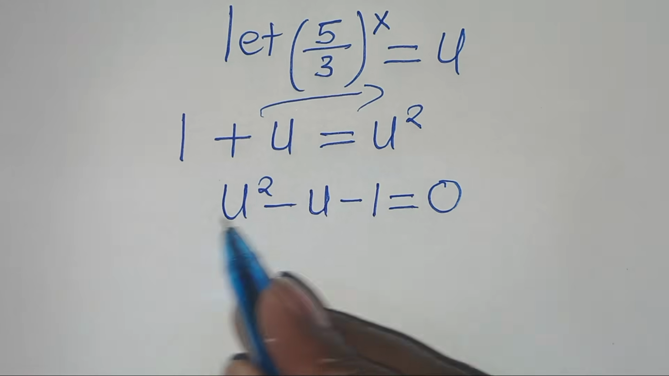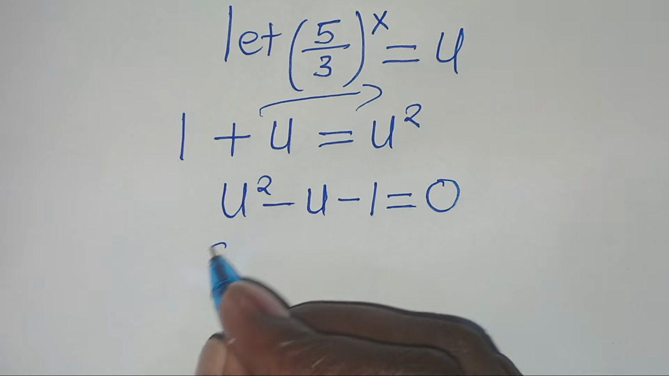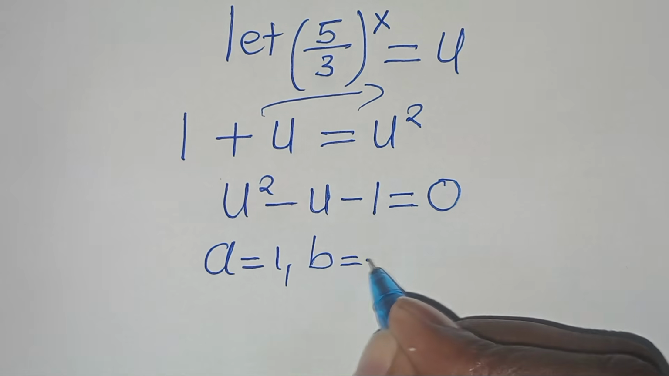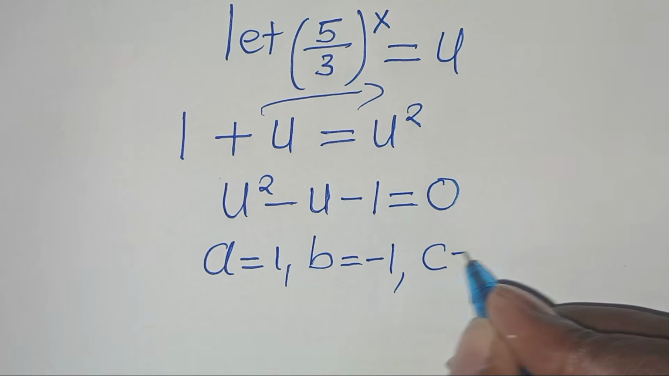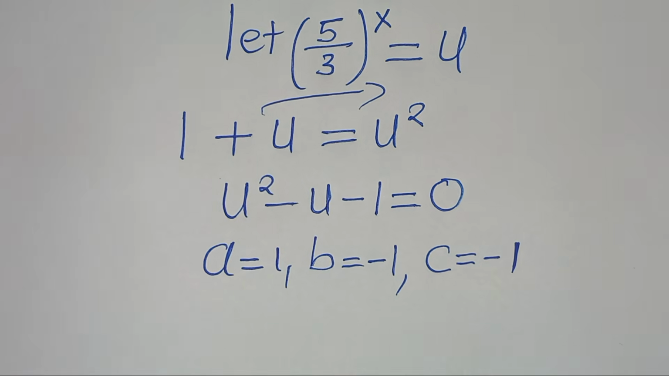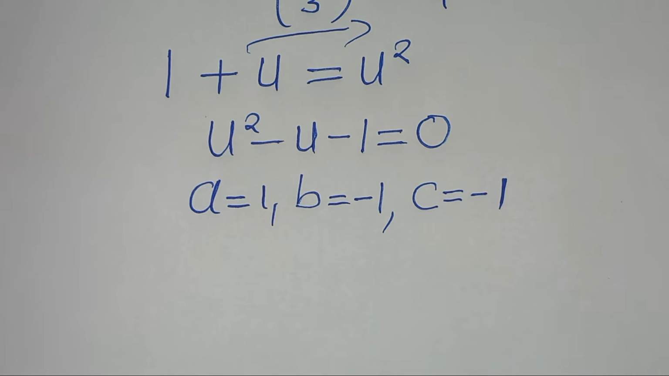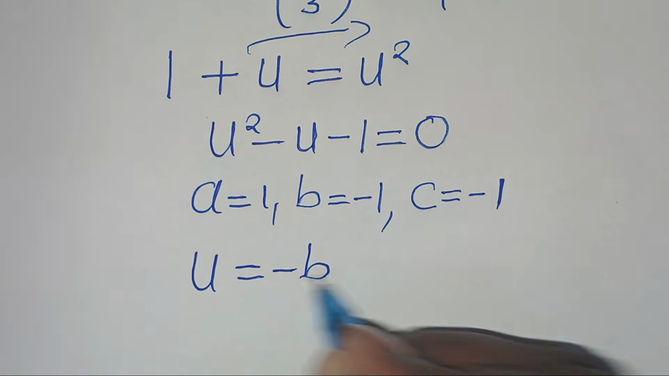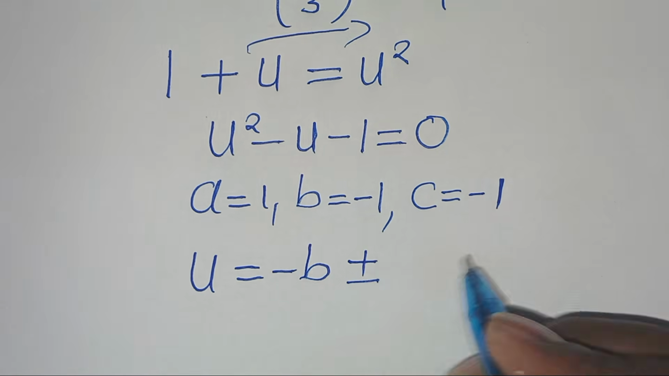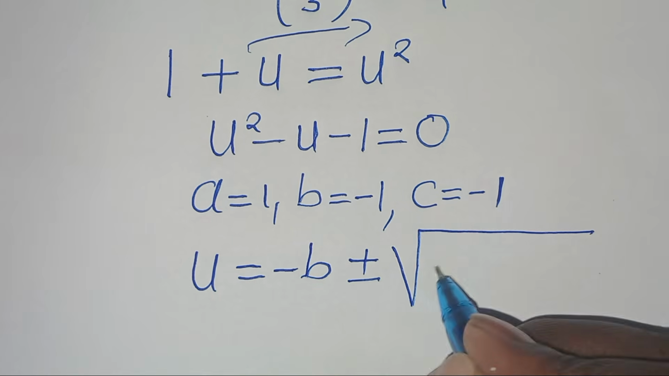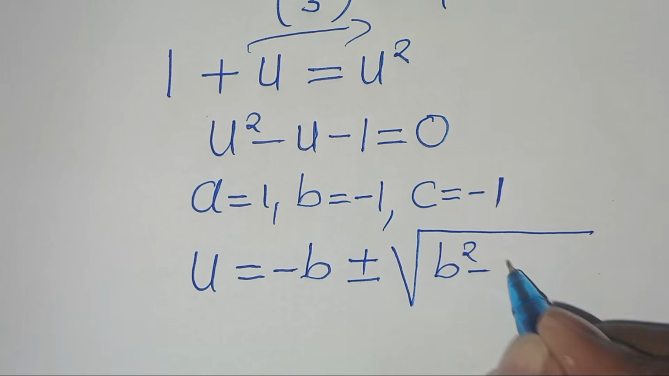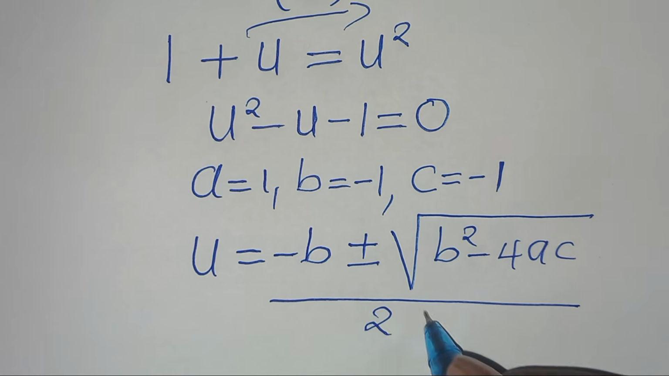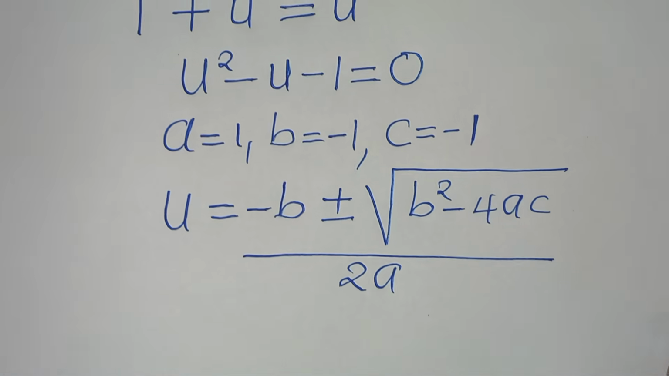So we form a quadratic equation here. We have the value of a equal to 1, b equal to negative 1, and c equal to negative 1. Now we can solve for u by applying the quadratic formula, which is negative b plus or minus the square root of b to the power of 2 subtract 4ac, everything here divided by 2 multiplied by a.